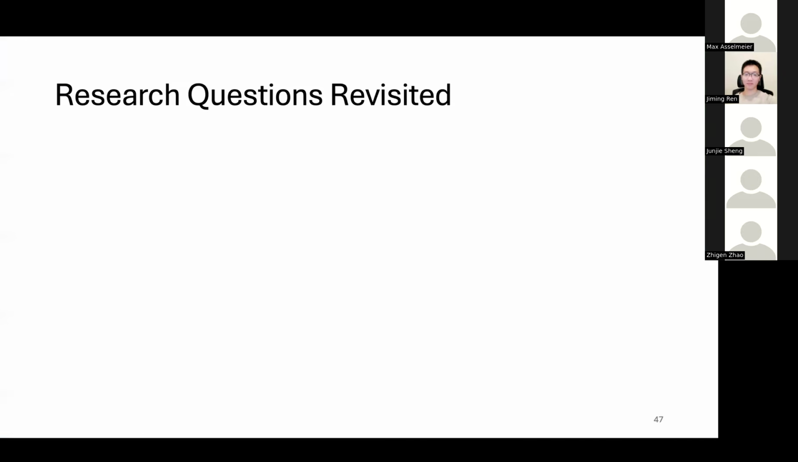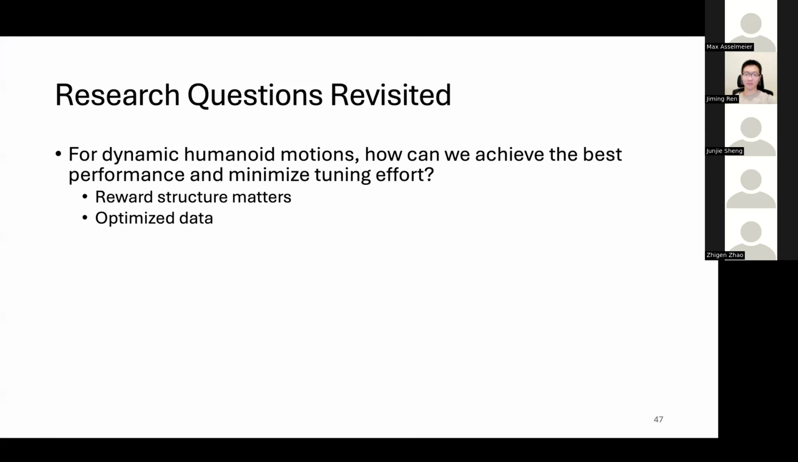So if we revisit some of the research questions I posed at the beginning: how can we achieve the best performance and how can we minimize tuning effort? I would argue reward structure matters. We've found very good success with the CLF-based reward structure. I don't think it's a blanket statement that it's better than other reward structures. I think, like with most things in RL, it depends on the numerics. I think it works well in the situations we've seen, and we've been able to tune it. But regardless of exactly which reward is used, I do think it matters and it can affect your robustness and your performance significantly.